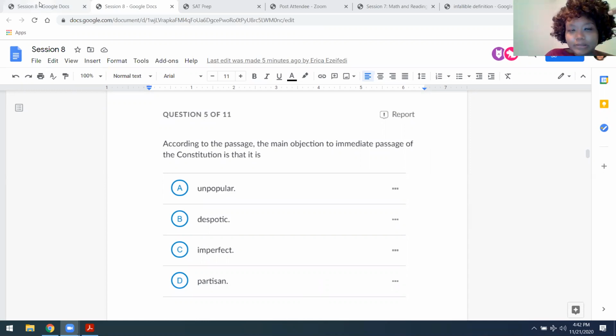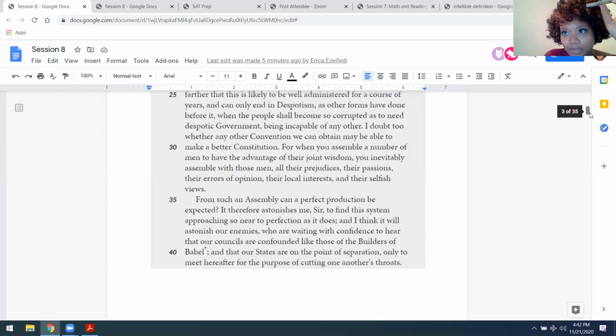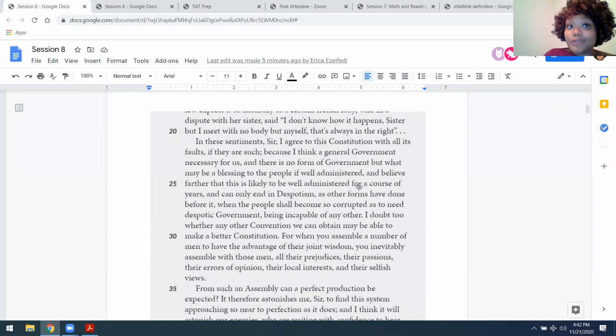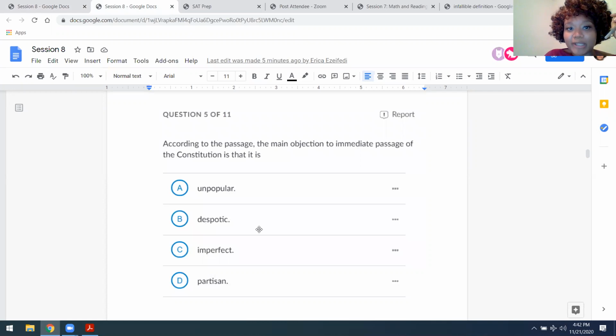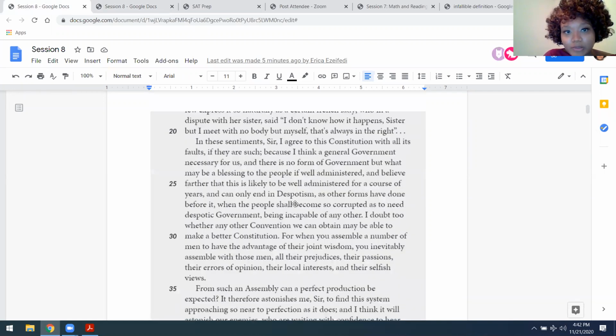So despotic is, he mentions, so if you don't know what it is, you're going to be unfamiliar with it. He mentions despotism. Despotism and despot are related. Despotism, line 26. He mentions it. I'm trying to find the beginning of the sentence.